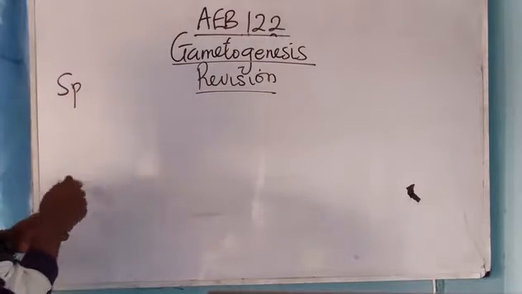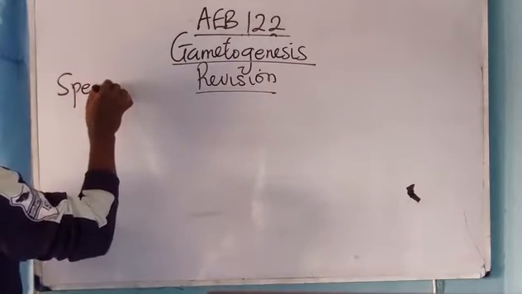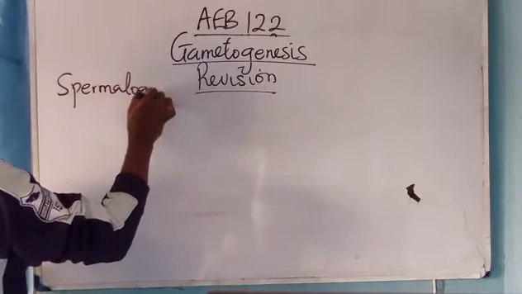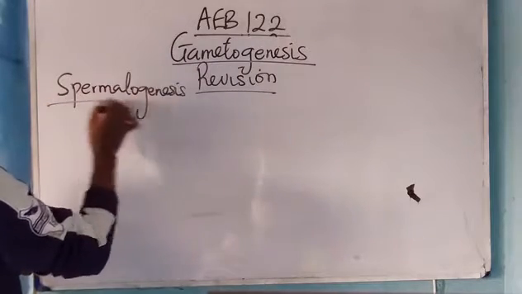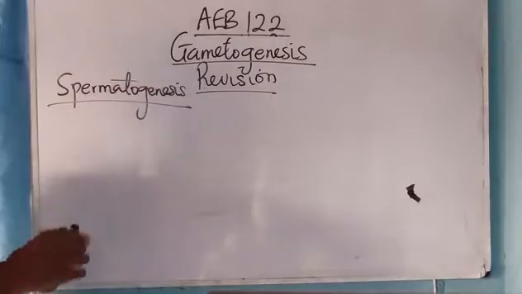Now, we are going to be discussing first spermatogenesis. The production of sperm is called what? Spermatogenesis.